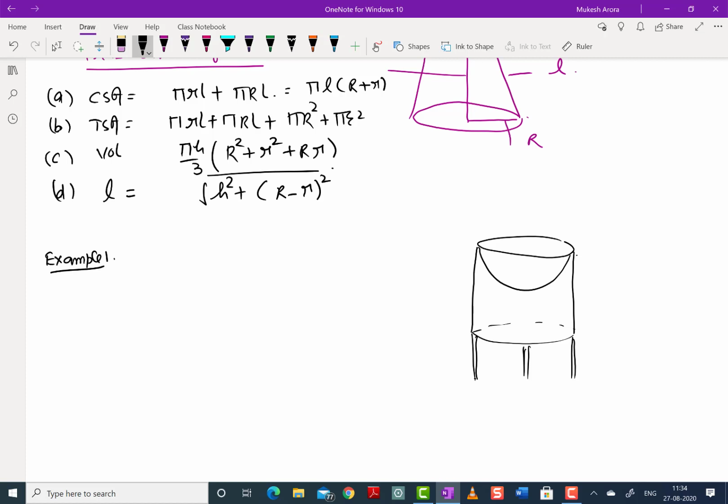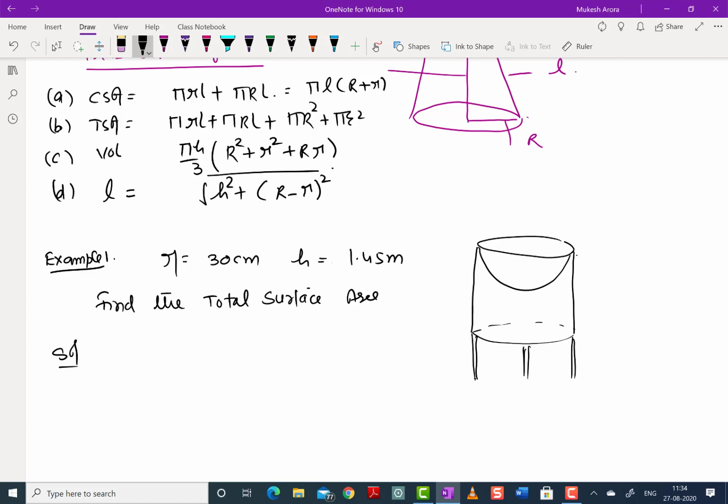The radius is 30 centimeter. Height of cylinder is 1.45 meter. Find the total surface area. In a combination of figures, surface area means the exposed part of that figure, what I can see.